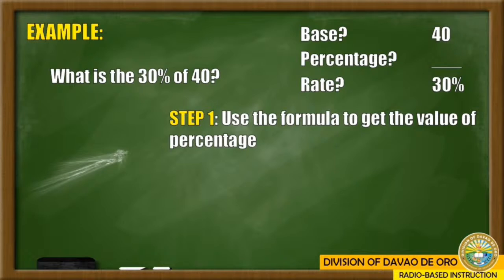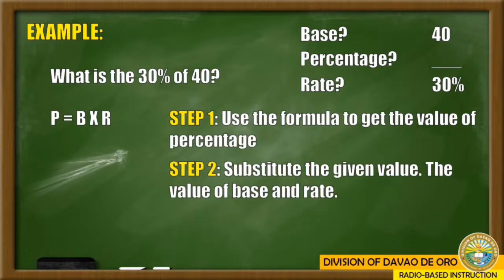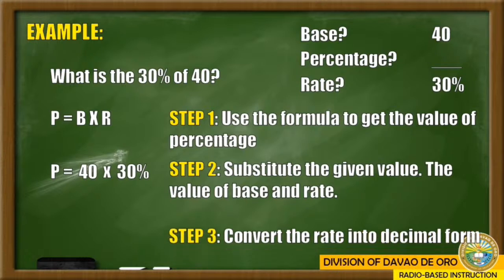Step 1. Use the formula to get the value of percentage. So again, what is our formula? Percentage is equal to base times rate. Step 2. Substitute the given values, which are the base and rate. So percentage is equal to, what is our base? 40. Times, what is our rate? 30%. Good job.